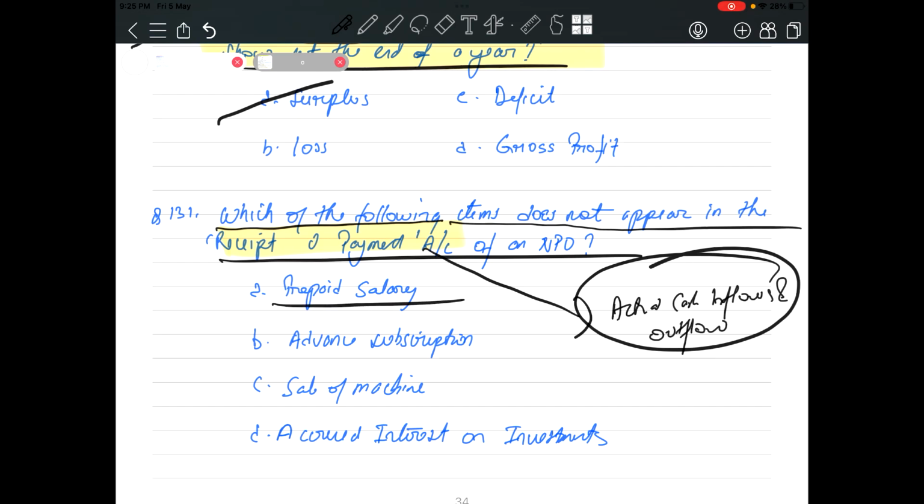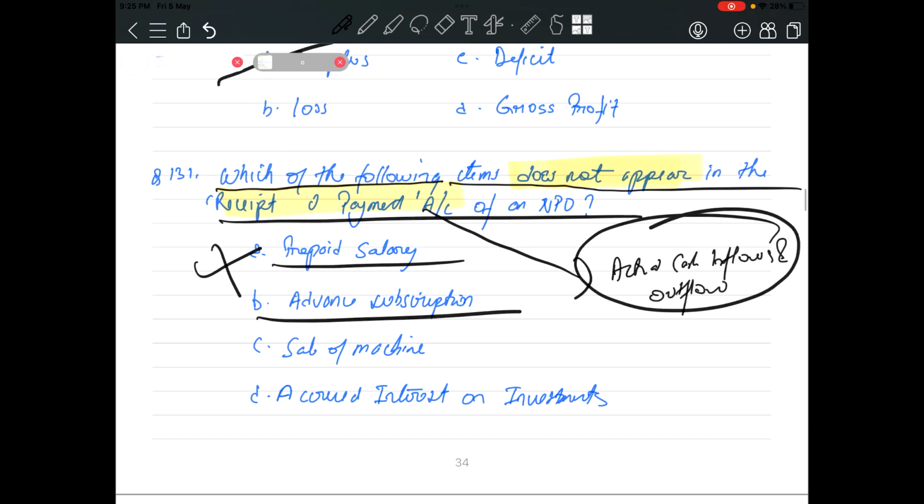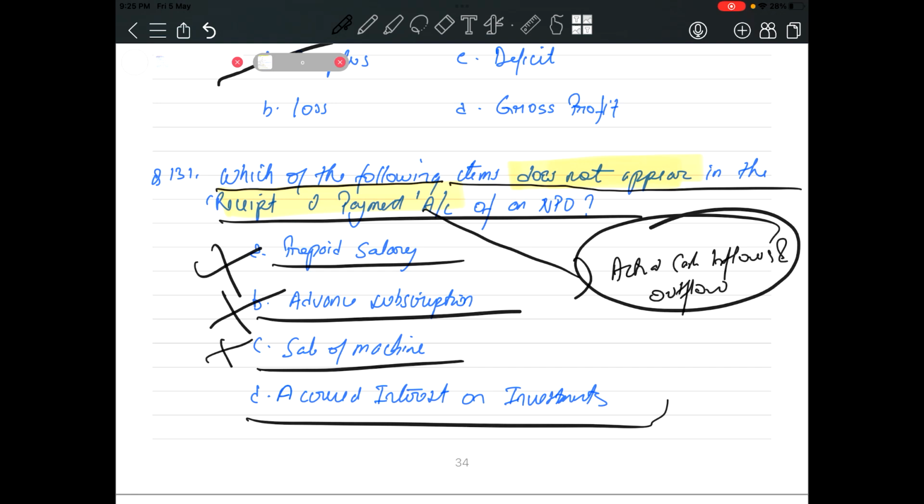Prepaid salary means we have paid salaries in advance. Will this come in the receipt and payment account? Yes. We have to search for the item that does not appear. So prepaid expenses will come, so this is not the answer. Advance subscription means we have received income in advance, so this will appear, yes, because cash is coming. Sale of machinery: when we sell some machinery, money has to come in, so this will also come in. So this will not be the answer. Now accrued interest on investments, so this is the answer.